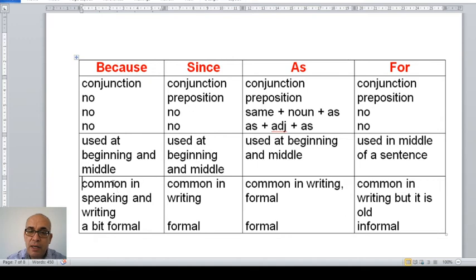Because is common in speaking. We use it a lot in speaking and writing. It's a little bit formal. But since, as, and for, these 3 coordinating conjunctions are formal, and we use them most of the time in writing.